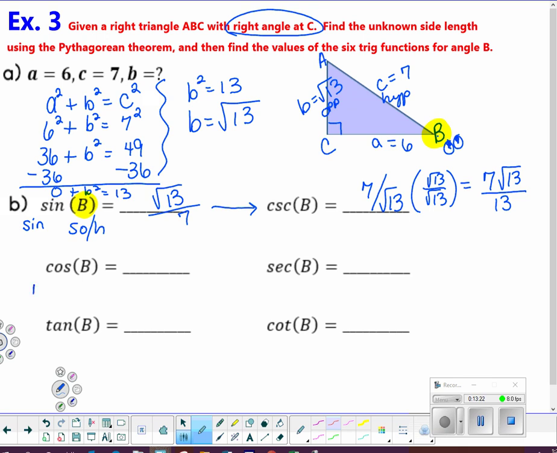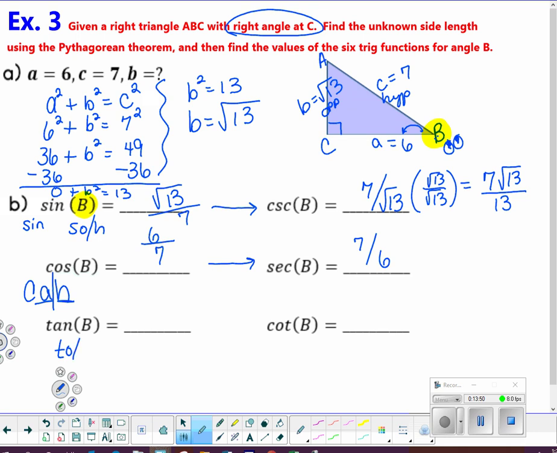Cosine. Cosine, I think of CA when I think of cosine. It compares adjacent to hypotenuse. So on our triangle, go to angle B. Adjacent side is 6. Hypotenuse side is 7. Might be a push. Reciprocal function, let's just reverse those. 7 over 6.